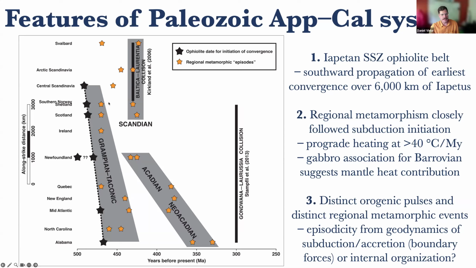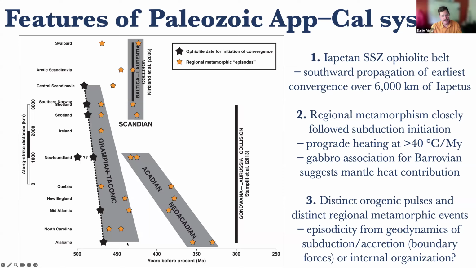Regional metamorphism, in many cases, including the classic Barrovian metamorphism, closely followed this subduction initiation, and therefore must have been associated with rapid prograde heating. So these rocks got to peak temperature over relatively small time frames following the initiation of accretion. In the case of the Barrovian, we see gabbros associated with it, and this suggests some form of decompression of the mantle and potentially some mantle heat contribution towards that metamorphic event, which occurred over short timescales and involved large rates of prograde heating.